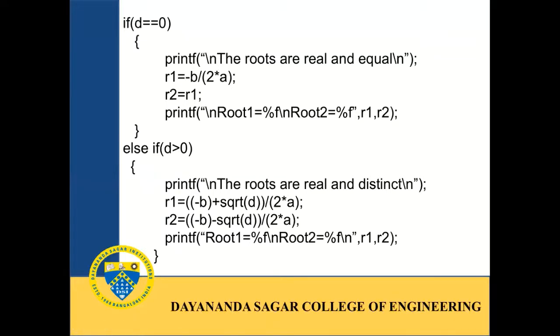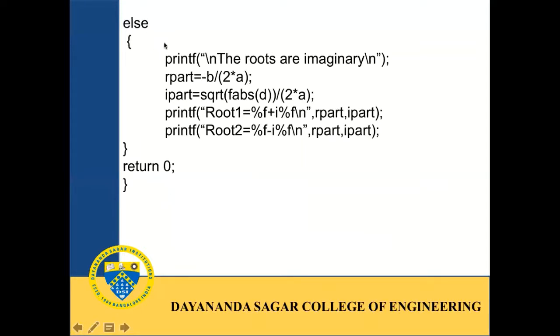Then once we have got the value of R1 and R2, we just have to display those roots. To display, we are using the output function printf, and then we display root 1 is equal to R1, root 2 is equal to R2. When this condition also fails, then it goes to the else. If d is not 0, if d is not greater than 0, that means d has to be less than 0. So it has to go to the else whenever d is a negative value.